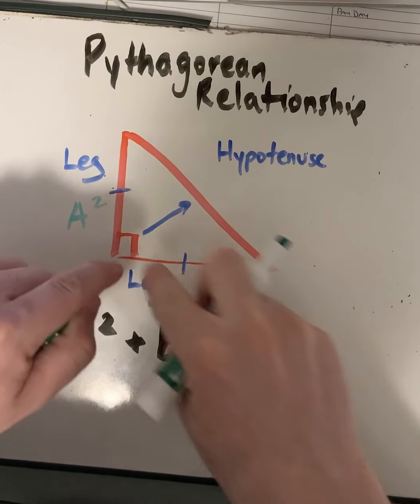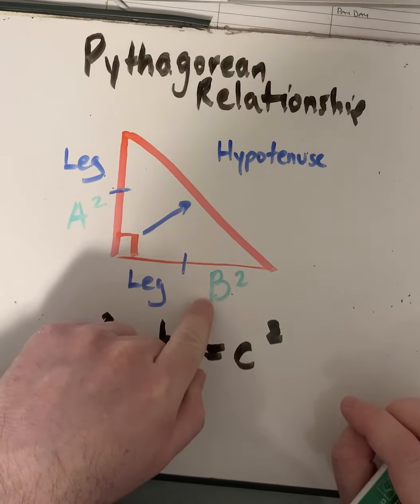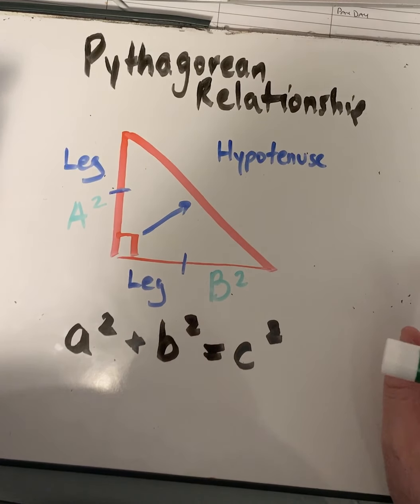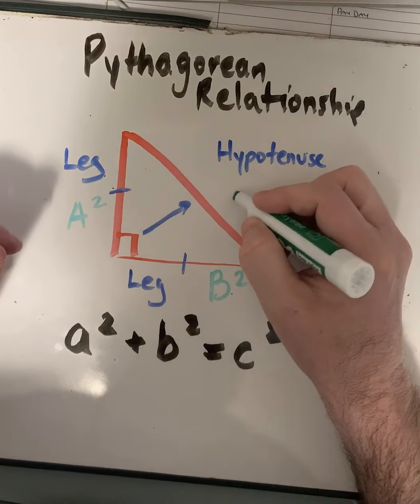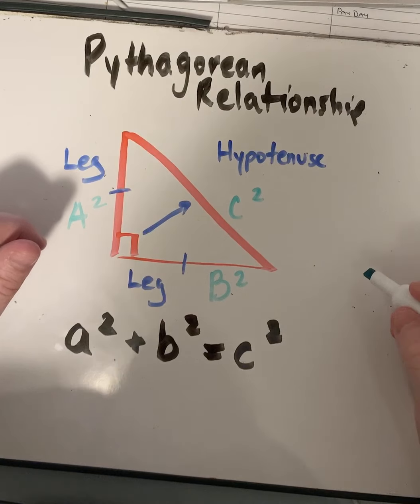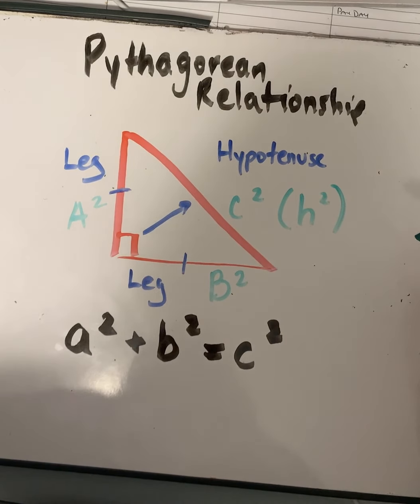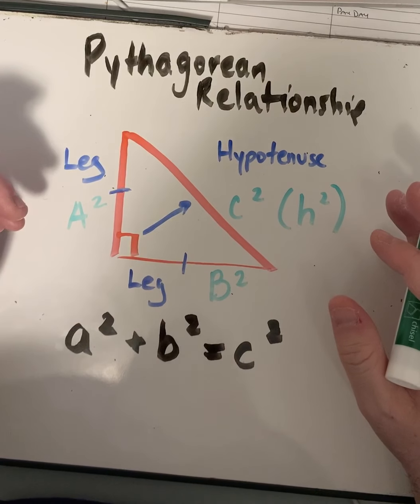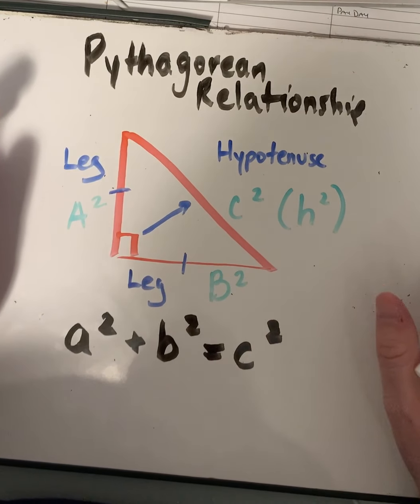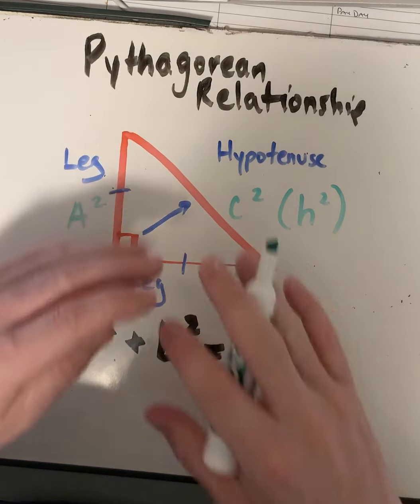And again, these two can be interchangeable. If you want to make this a squared and this b squared, you totally can. The only thing that you need to know is that c squared is the hypotenuse. You might see some people who write it as h squared, which is the hypotenuse. It's totally up to you. Okay, and that's just kind of the basic understanding of what the formula is.